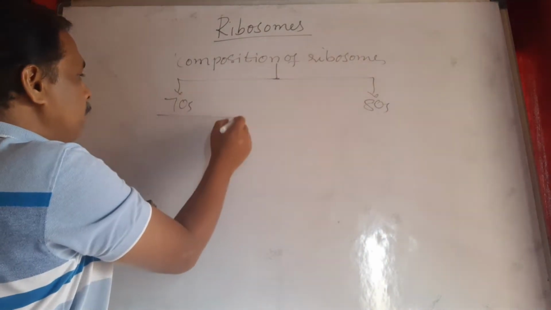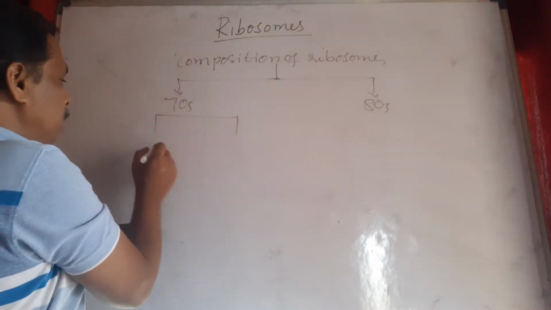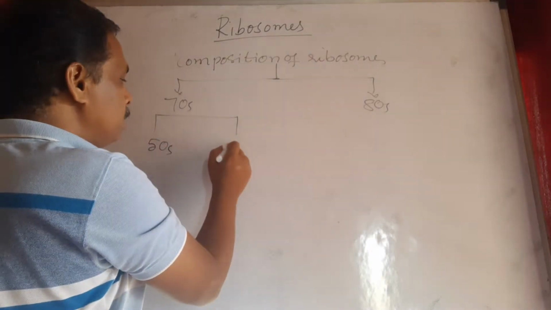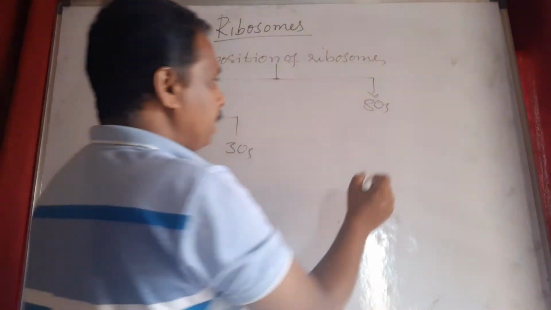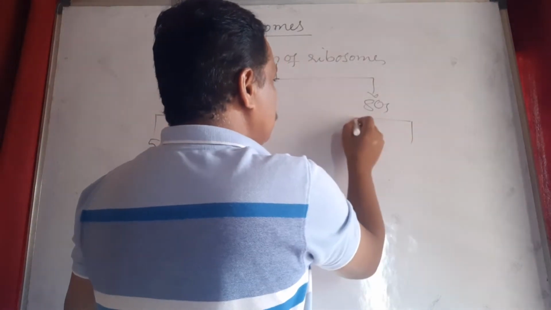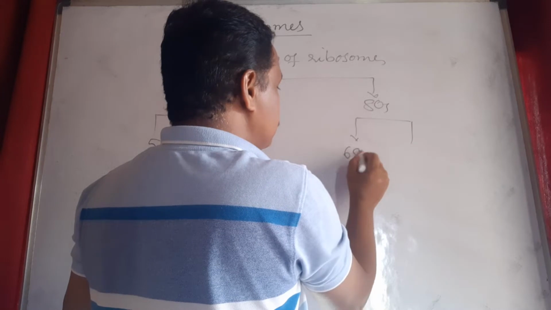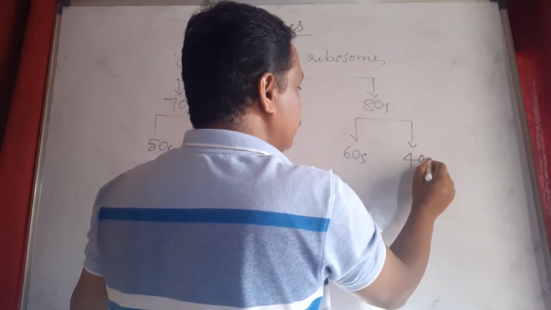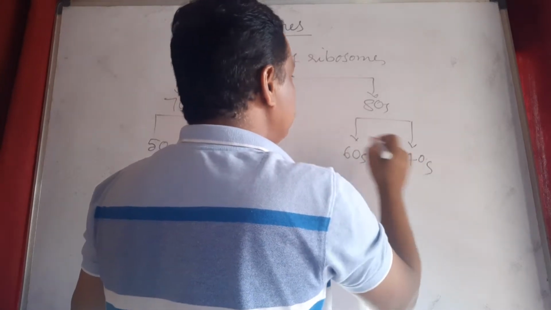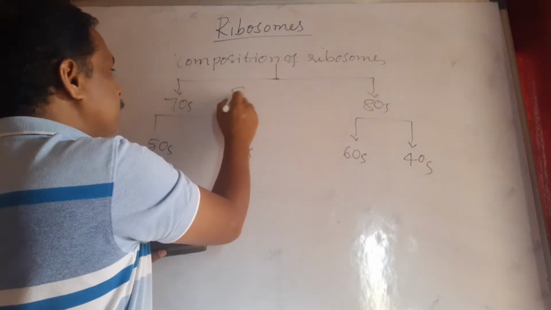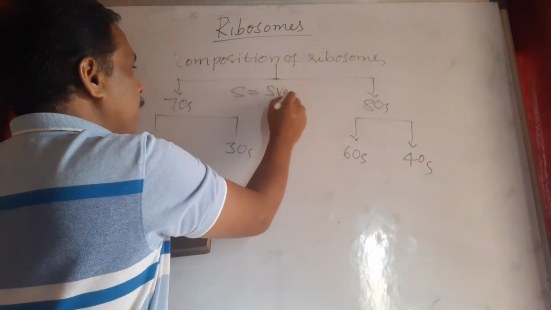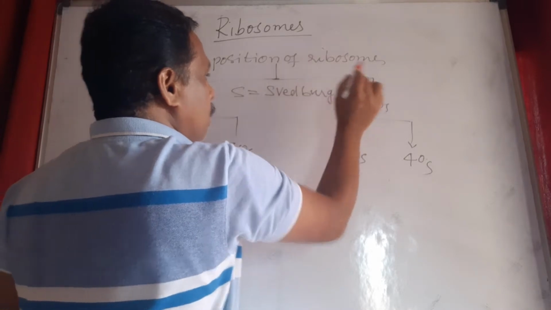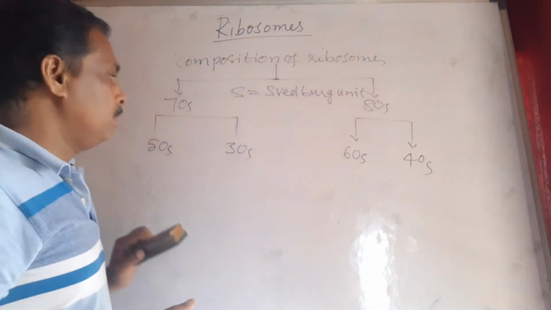70S ribosomes have two subunits. The largest subunit is called 50S, the smaller subunit is called 30S. Likewise, in 80S also, the largest subunit is called 60S, the smaller subunit is called 40S. S means Svedberg unit, which relates to density or size, right?